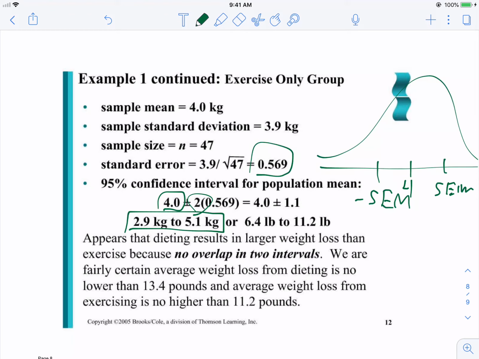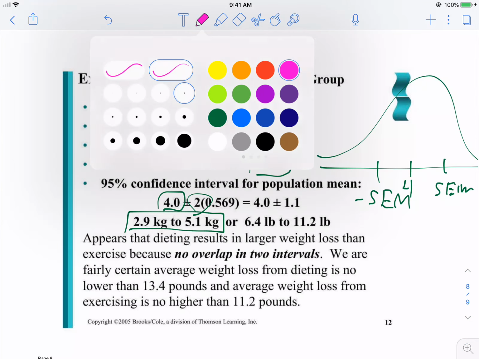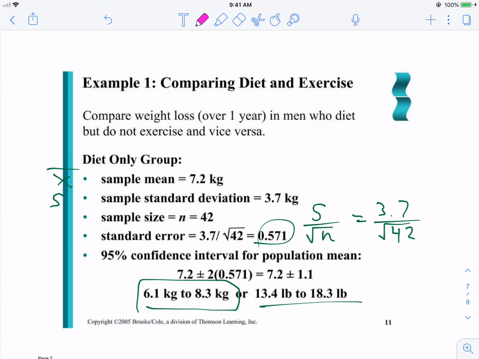Okay? Again, a confidence interval allows you to say that you're 95% confident that the true mean of the population falls between these two values. Okay? There is some built-in inaccuracy with that. 5% of the time you expect it to not fall on that interval, and you're okay with that. You recognize that in advance. To compare these two intervals to each other, again, for our diet group, we had an interval, let's go with the pound measurement here, 13.4 to 18.3.